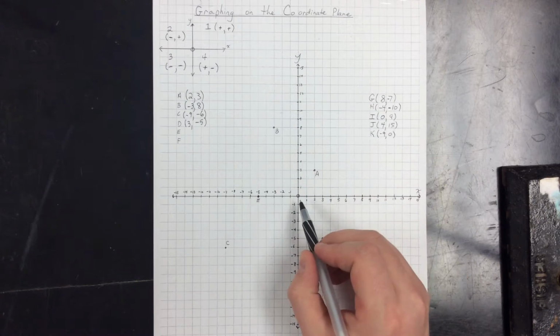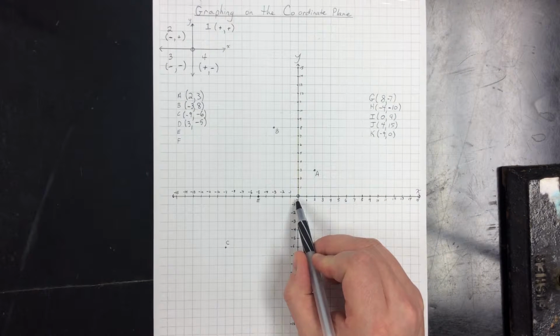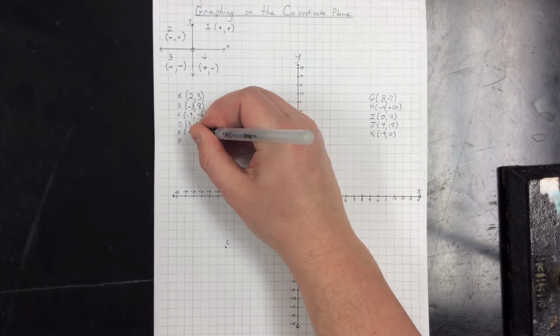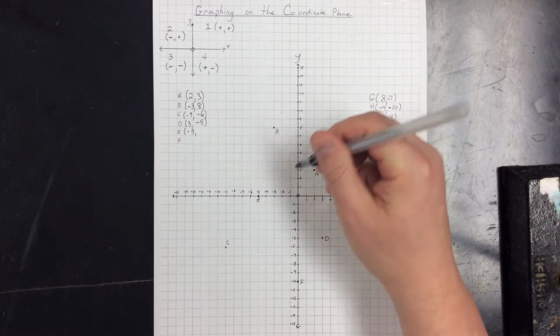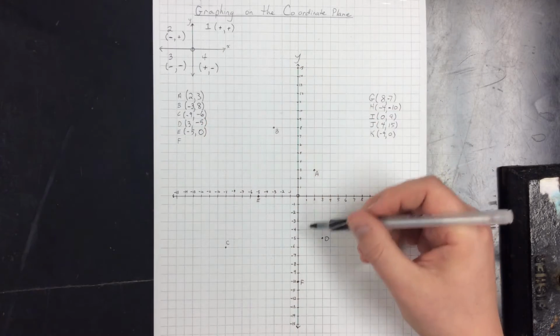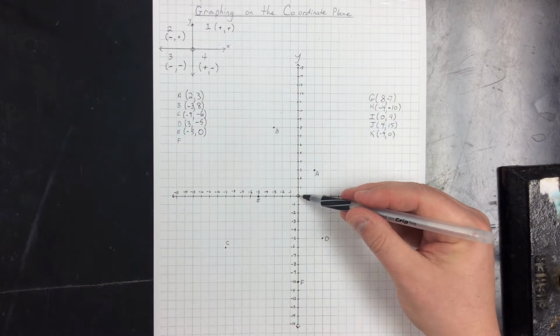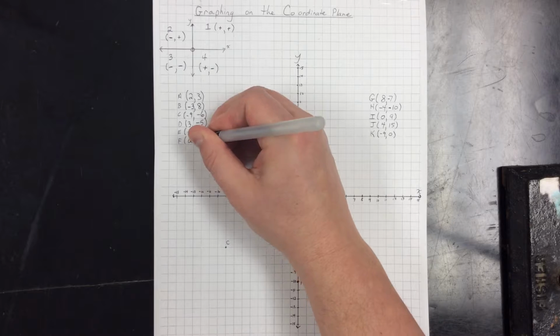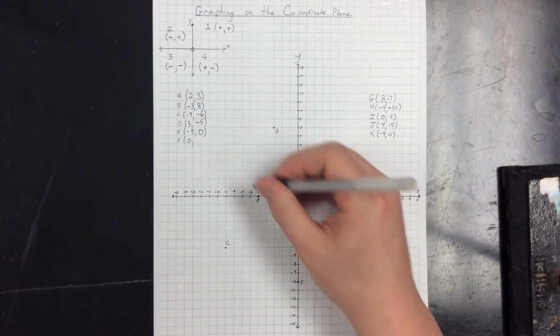Point E, I'm going to start with my x value. So I'm going to go in the negative x direction all the way to negative 5. I don't have to go up or down. It's on the 0 line, so I'm going to say negative 5 and 0. F, well, I don't have to move left or right on the x, so I'm going to start with a 0, 0 and negative 10.